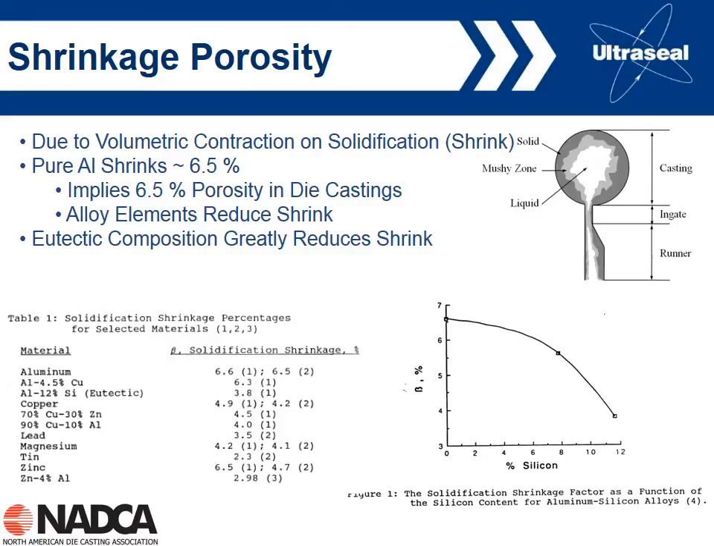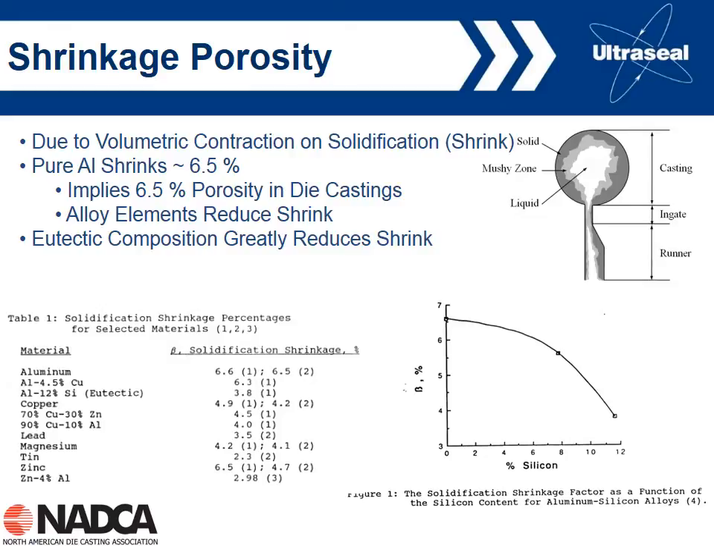And so when we get close to the eutectic composition, which is about 12.6% silicon, we can see that the volumetric shrinkage is down below 4%, and in fact, probably around 3.8% or so for the eutectic aluminum silicon composition.